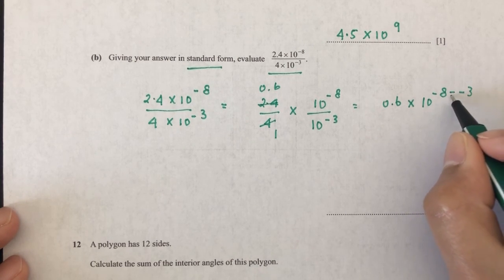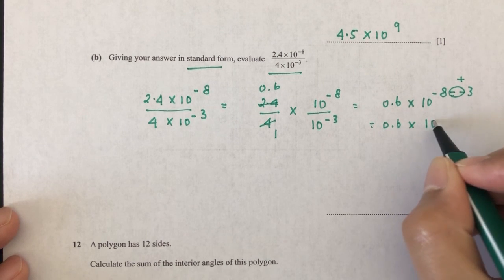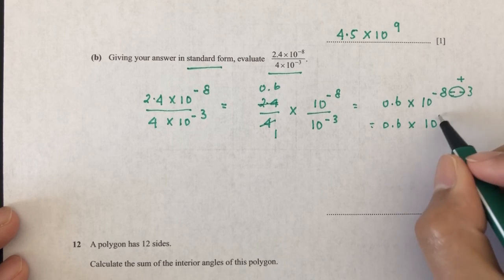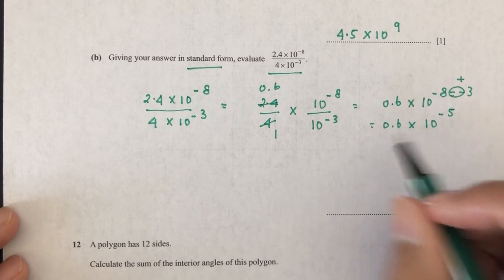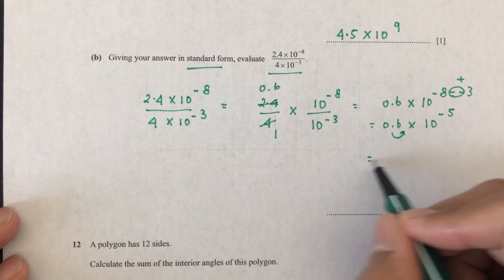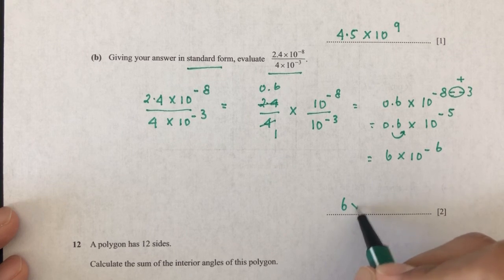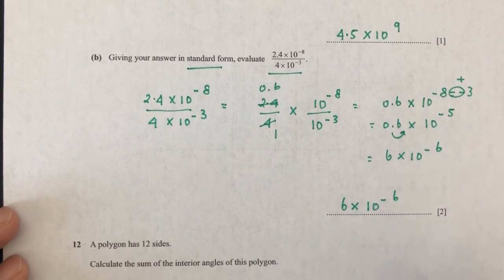So minus becomes plus. So 0.6 times 10 to the power of minus 8 plus 3, which is minus 5. So now your answer needs to be in standard form. We have to move one decimal place to the right. It will be 6 times 10 to the minus 6. Your answer will be 6 times 10 to the power of minus 6.